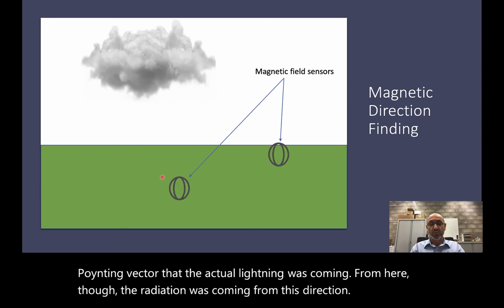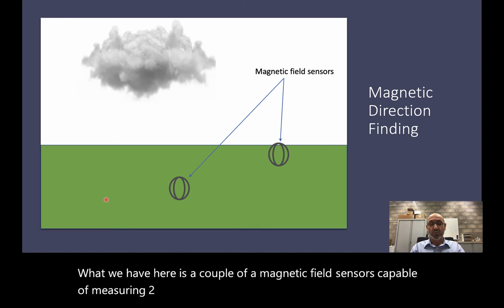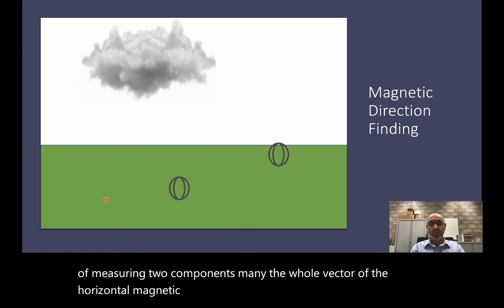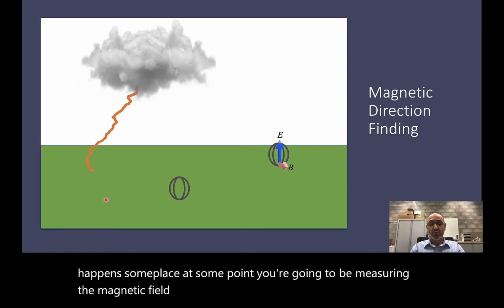What we have here is a couple of magnetic field sensors capable of measuring two components, meaning the whole vector of the horizontal magnetic field. So when a lightning strike happens someplace, at some point you're going to be measuring the magnetic field that arrives at this sensor.